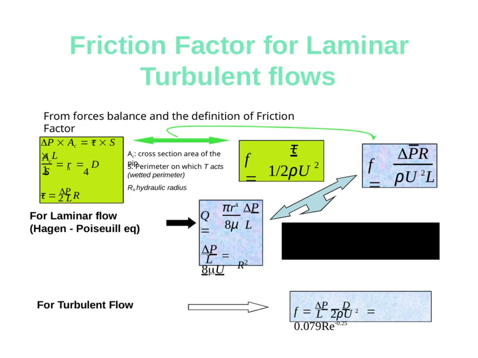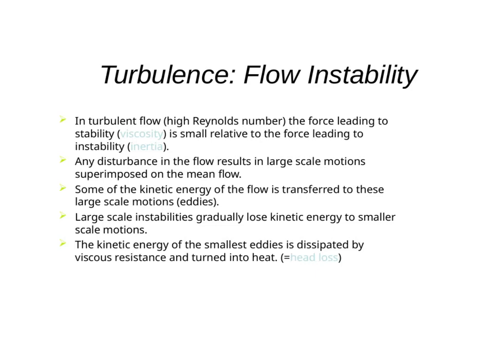in different conditions. When flow becomes turbulent, things get interesting. At high Reynolds numbers, the stabilizing force from viscosity is small compared to the destabilizing force from inertia. This means any small disturbance can grow into large, swirling motions called eddies. These eddies draw energy from the main flow, then pass it down to smaller and smaller swirls. Eventually, the tiniest eddies lose their energy through viscosity, turning it into heat, what we call head loss. This process is the heart of flow instability in turbulence.